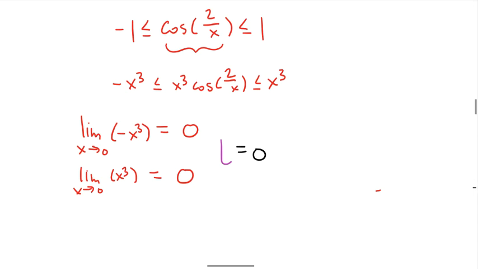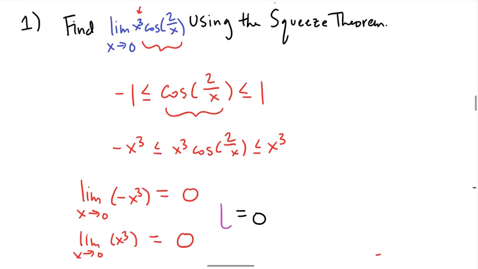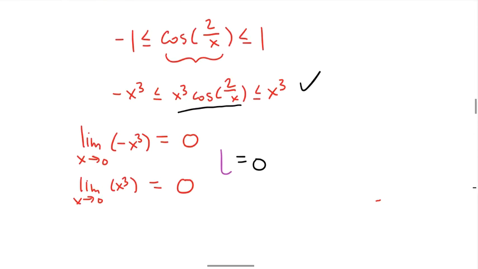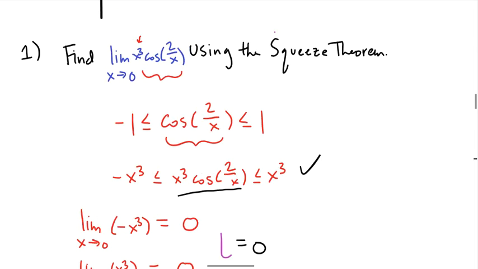So now that we've shown that our function x cubed cosine 2 over x is bounded between these two functions, so that's the first part of the squeeze theorem done, and the limit as x goes to 0, which is our a, of these two bounds that are functions, is equal to 0, which is going to be our L value. So therefore, we've shown that the limit as x goes to 0 of x cubed cosine 2 over x is equal to 0. All right, let's move to our next example.